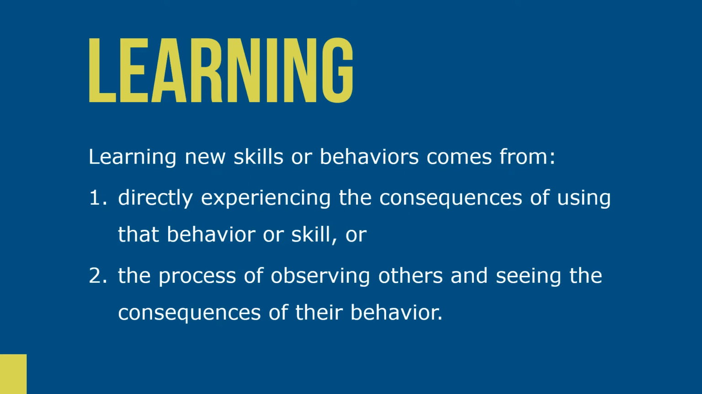According to social learning theory, learning new skills or behaviors comes from 1. Directly experiencing the consequences of using that skill or behavior, or 2. The process of observing others and seeing the consequences of their behavior.